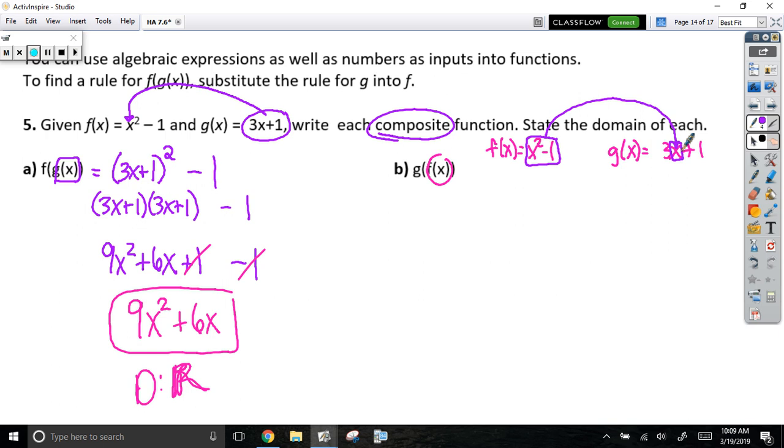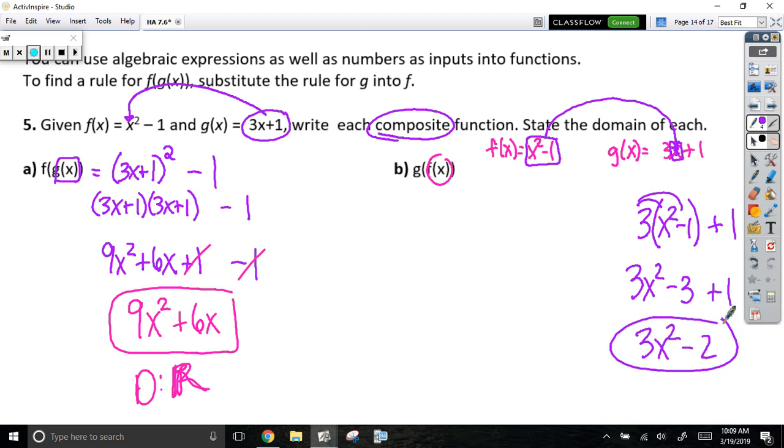It's almost like you're highlighting it with your cursor and cut and pasting it like in Word or Google Doc. So you're getting rid of this x and replacing it with that quantity. So this would be 3, and you need to use parentheses since you're plugging in a binomial, x squared minus 1. And then there was a plus 1 in my function. Distribute the 3. 3x squared minus 3 plus 1. Combine your like terms. 3x squared minus 2. No square roots, no denominators. Domain, all real numbers.